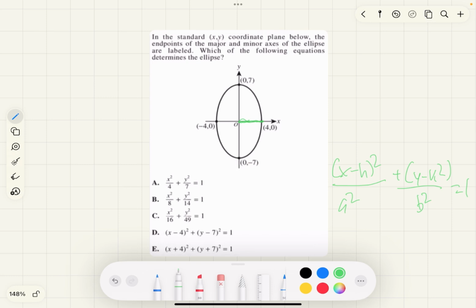In this case, we see right here that in a squared, a is 4, right? Because we can see with our stretch down here that it goes from here to here, which is 4. But we have to remember to square that, so it'd be 4 squared. Now let's look at our vertical stretch. For the vertical stretch, we can see that it goes from the center all the way up to 7, right? So this is our b value.